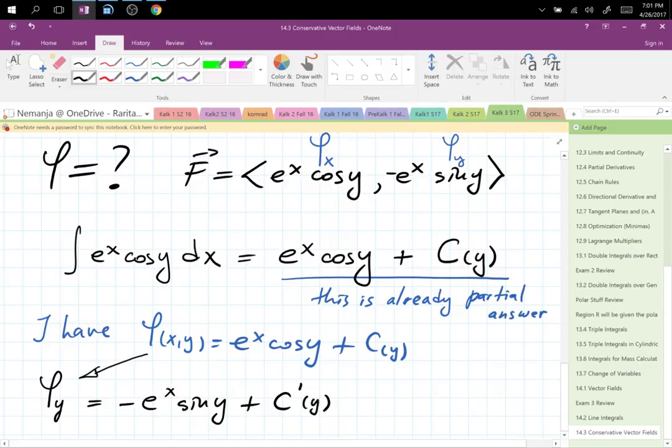Wouldn't it be positive e? What? No. Cosine goes to negative. I thought you were integrating it though. No, I said differentiate. You have the notation in front.